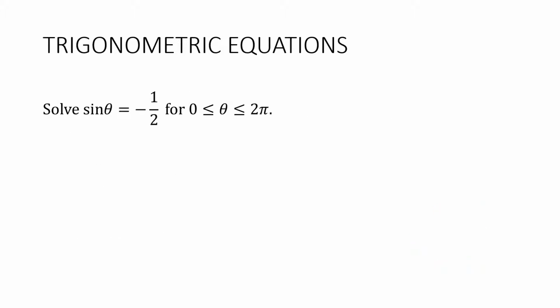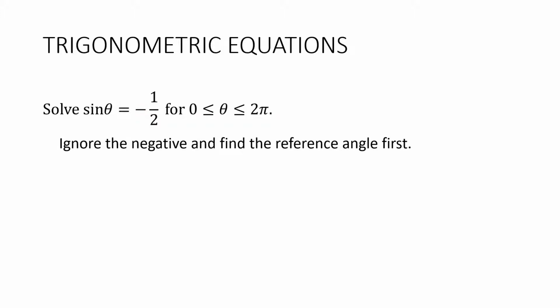Here's another one. Solve sine theta is equal to negative a half for 0 is less than or equal to theta, less than or equal to 2 pi. Now you can tell from this that we're wanting the answers in radians. If it said 360, then you'd be able to give your answer in degrees. First thing we're going to do is get rid of this negative, because that's going to stop us getting the acute angle. So we ignore the negative and find the reference angle or the first quadrant angle first. And we just do shift sine of a half. That of course is 30 degrees, which is pi on 6.